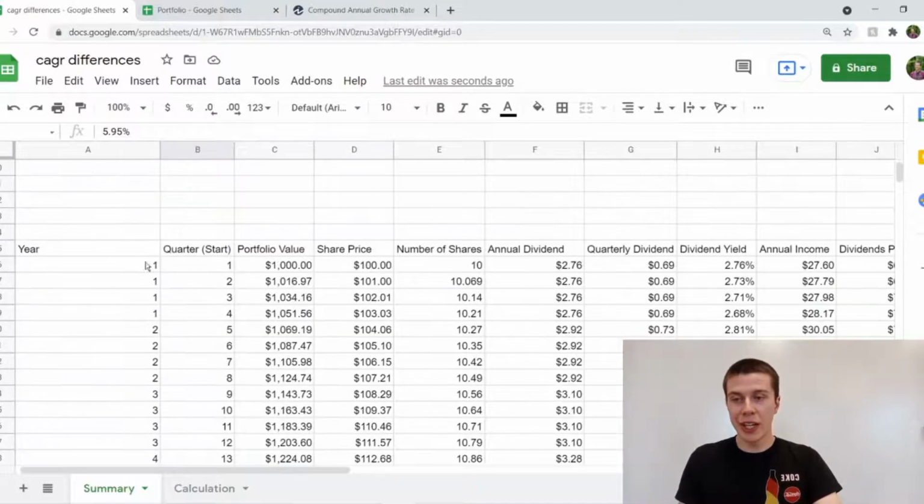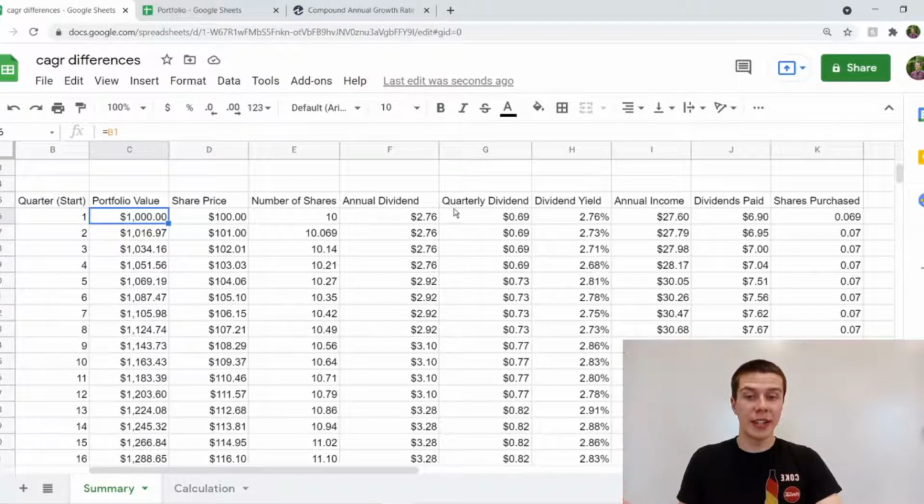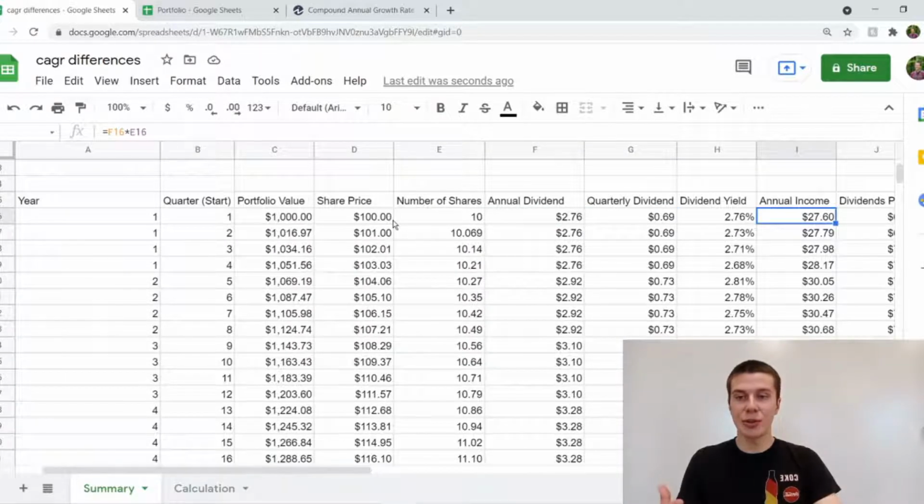So if we look here, I did a calculation every quarter. So you can see we're starting at $1,000 for the portfolio and the share price is $100. So that means we have 10 shares. And then based on the annual dividend, that dividend yield, this is going to be our annual dividend, then just divided by 4 for the quarterly dividend. And then this is estimating the annual income given the annual dividend times the number of shares, and then estimating the amount of dividends we're going to get that quarter, and then how many new shares we can purchase. And then we're just going to keep doing that every quarter and adding on those shares.